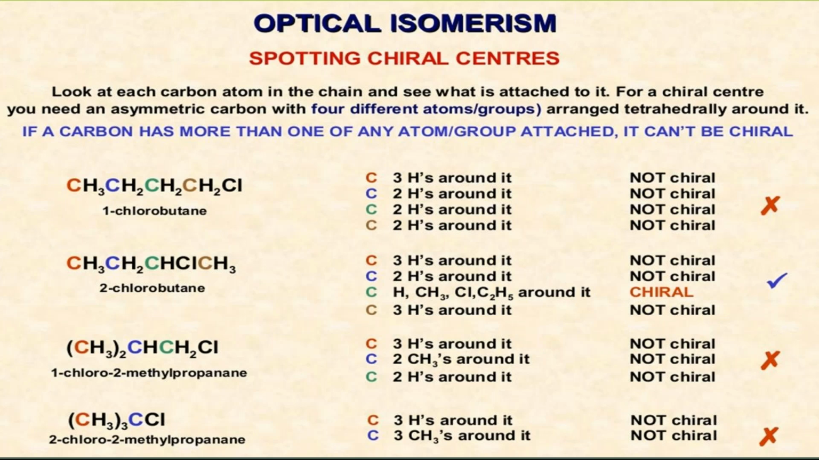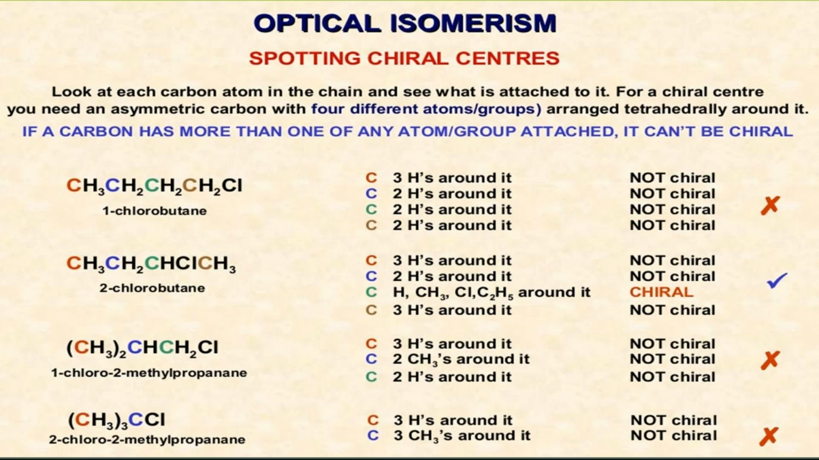Does the first carbon have chirality? No. Why? Because the first carbon has 3 hydrogens around it. We have already said that for a chiral center you need an asymmetric carbon with 4 different atoms. Now we already have 3 same hydrogens, so it is not chiral.